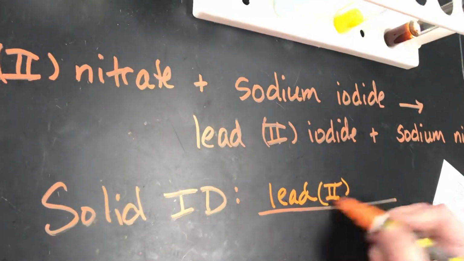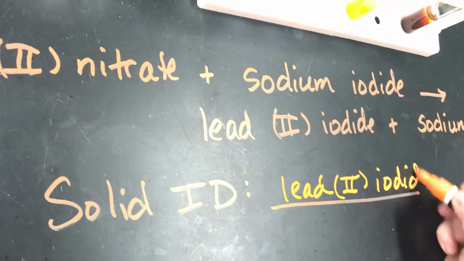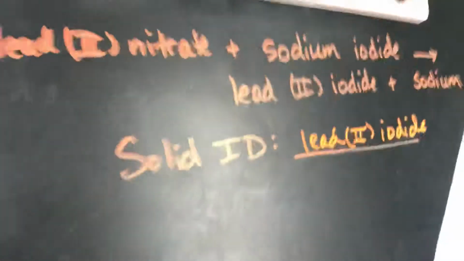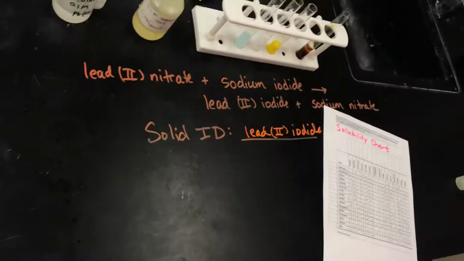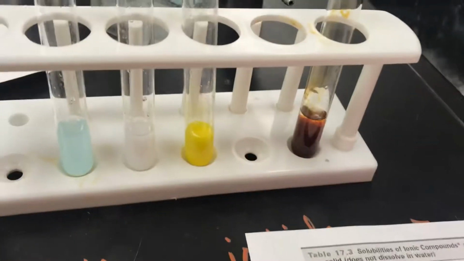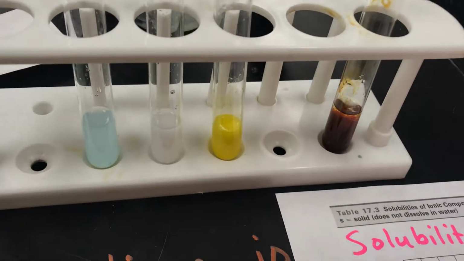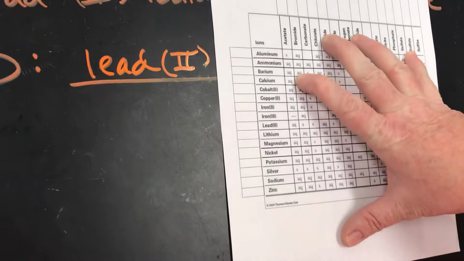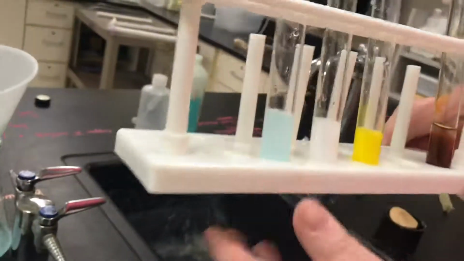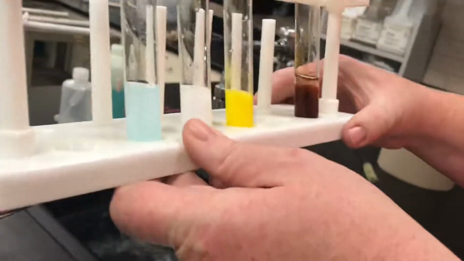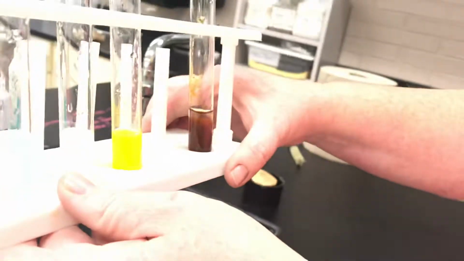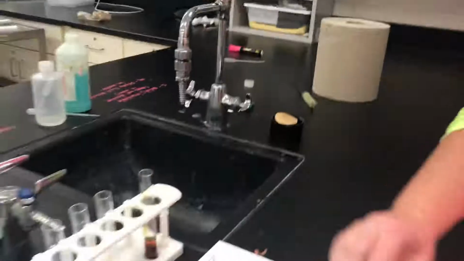lead 2 iodide. So in this installment, you saw a series of reactions that used the solubility chart as a tool to determine which of these new cloudy substances were the solids, and that just further increases your skills in chemistry. And that's it.